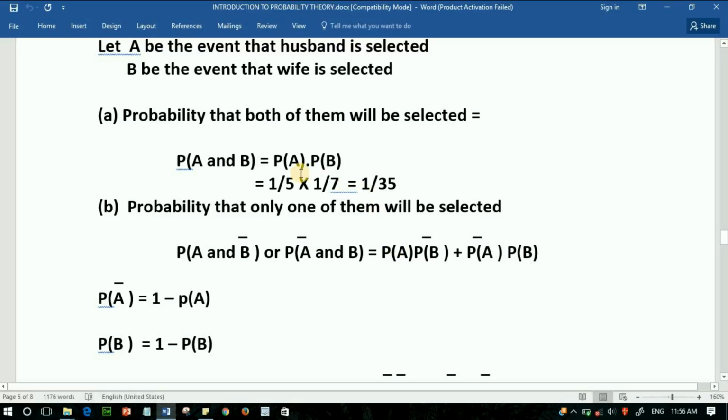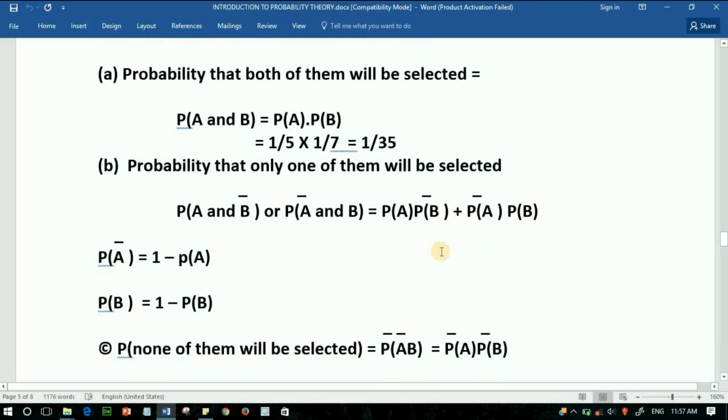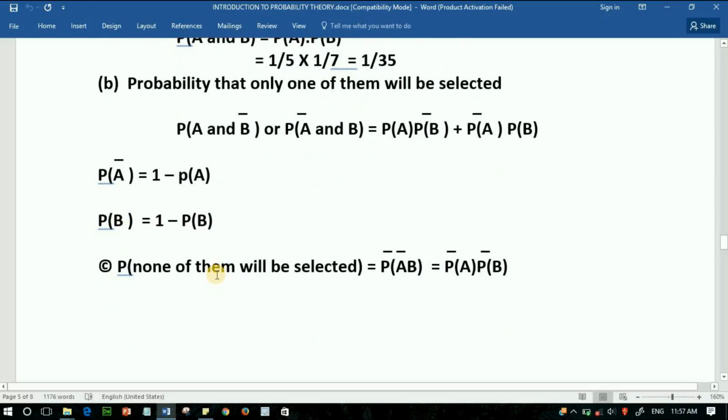Question number 2: the probability that only one of them will be selected. That is, the husband is selected and the wife is not selected, or the husband is not selected but the wife is selected. That is the probability of A and B bar, or A bar and B. That's equal to P(A) into P(B bar), or P(A bar) into P(B). Then you can find P(A bar) from P(A), that is 1 minus P(A), and the probability of B bar is equal to 1 minus P(B).